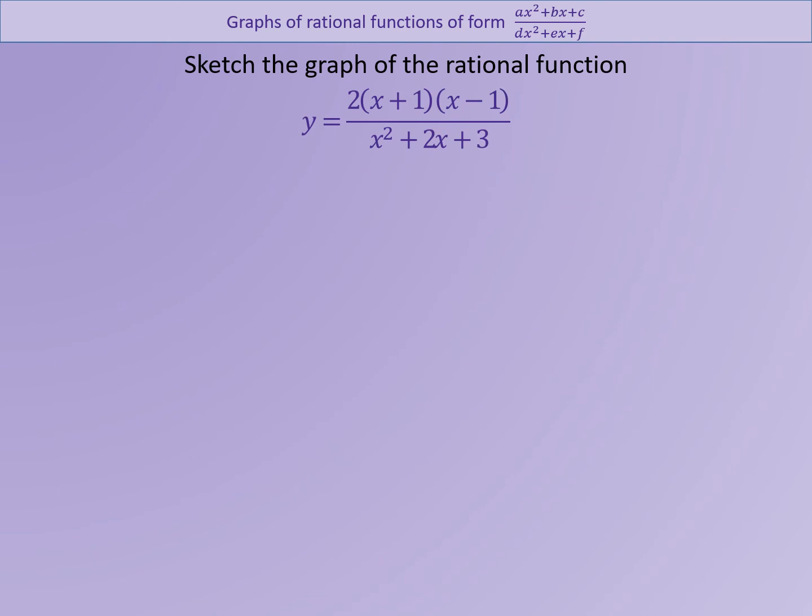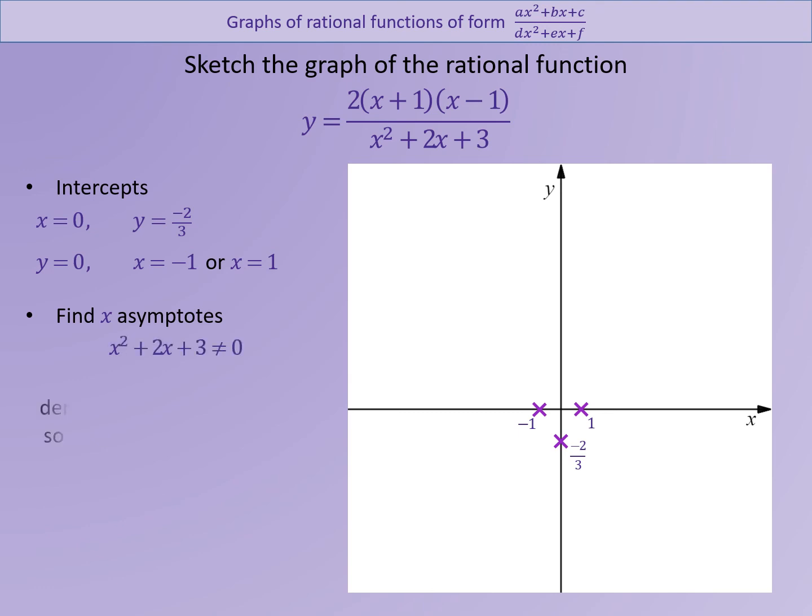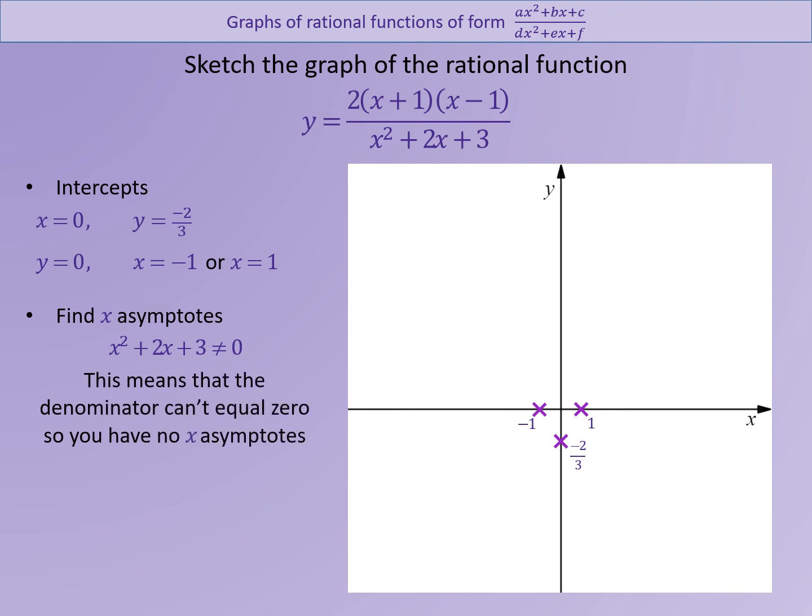Okay, so another example with a quadratic numerator and denominator. Same setup again. So if we start with the intercepts, so when x is 0 and when y is 0, and plot these points, then we can work out where the x asymptotes are. So we're looking at the denominator. It's not in a factorised form, but if you type that into your calculator, it will give you complex roots, which means there are no solutions to this, and therefore there is no x asymptote.